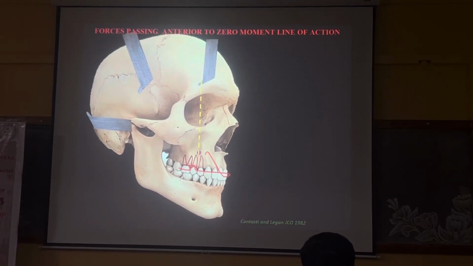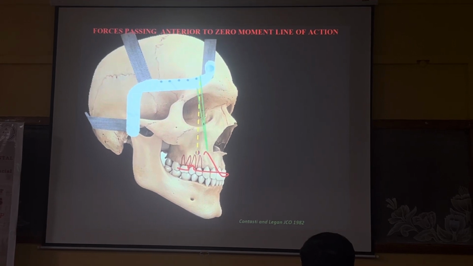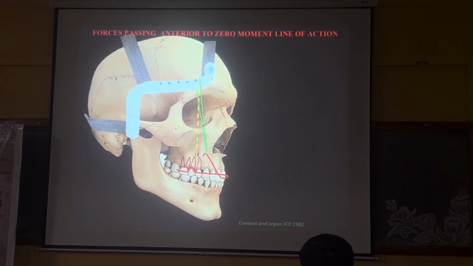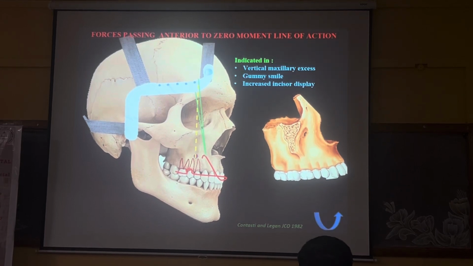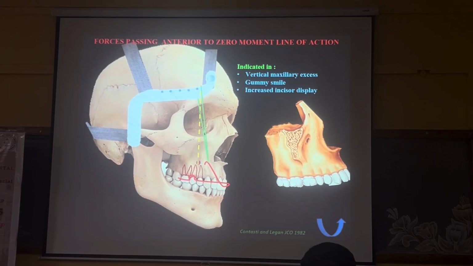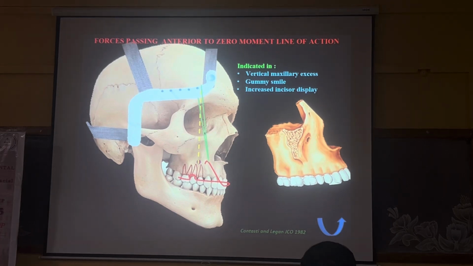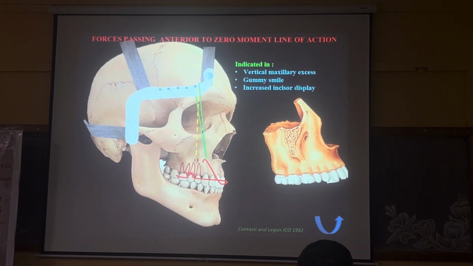Now if I am going to go anterior to the center of resistance, I am going to get an anti-clockwise movement. And these are the indications: vertical maxillary excess, gummy smile, increased incisor display.